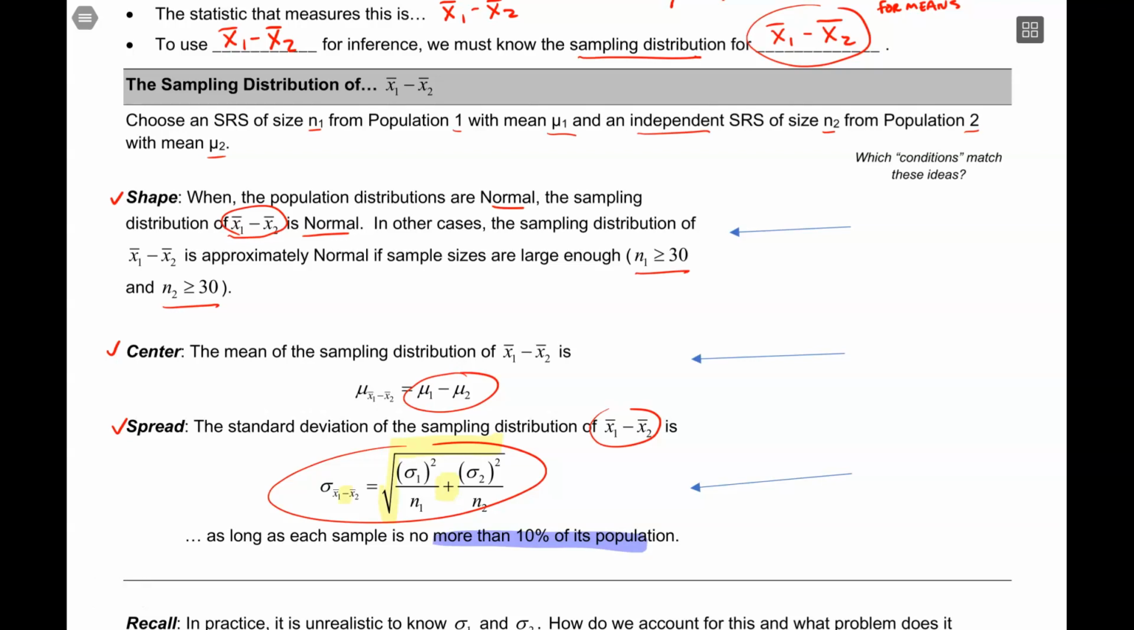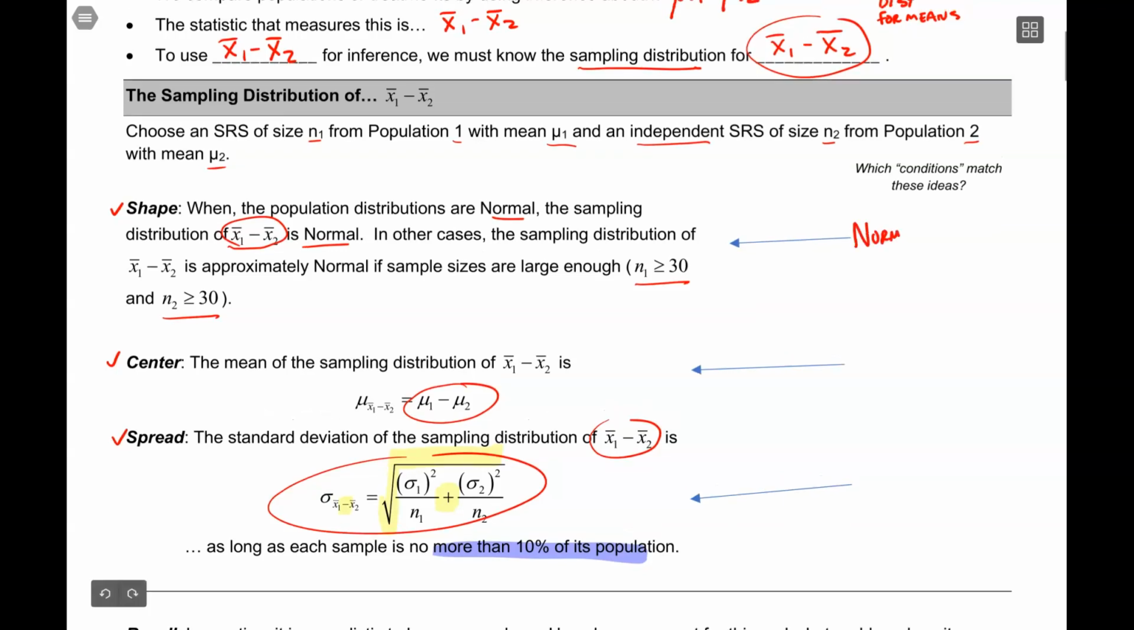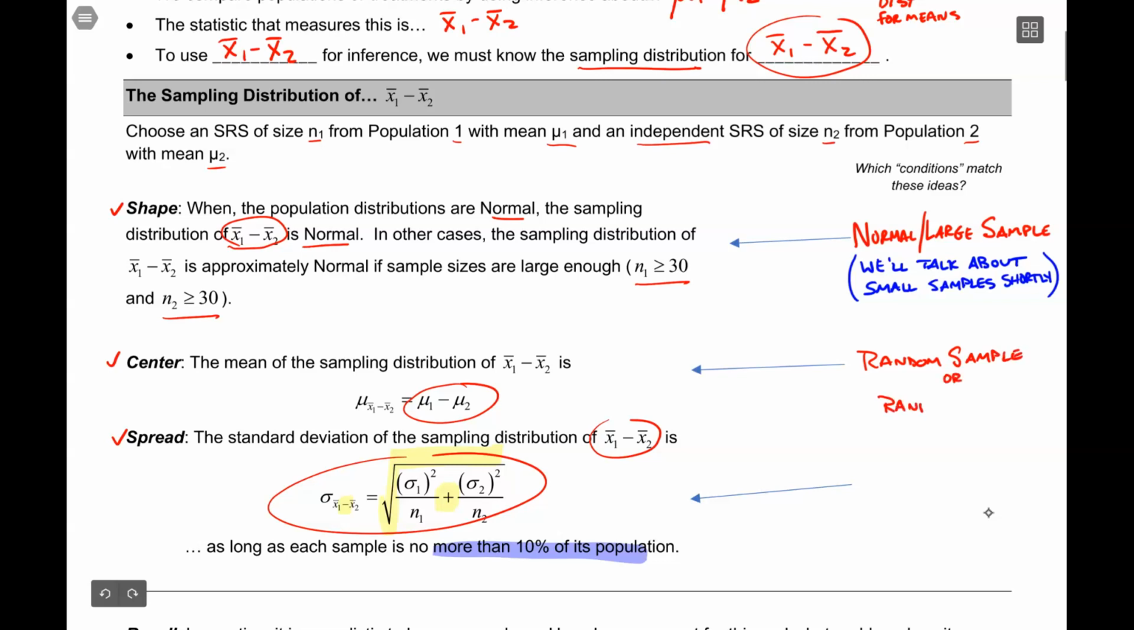Now, the conditions that we've been using for inference match up with each of these ideas, and I hope this is of no surprise to you. This is the normal/large sample condition. And we will talk about small samples in a minute. The center of the distribution, well, in order for this to be true, we must have a random sample or random assignment of treatments.